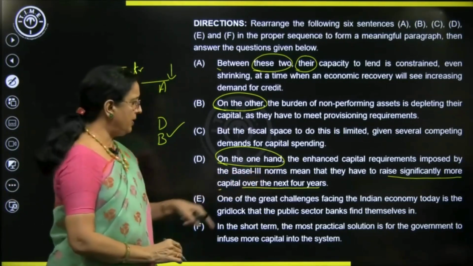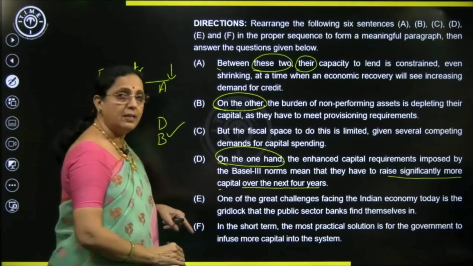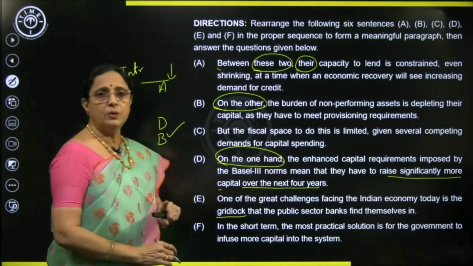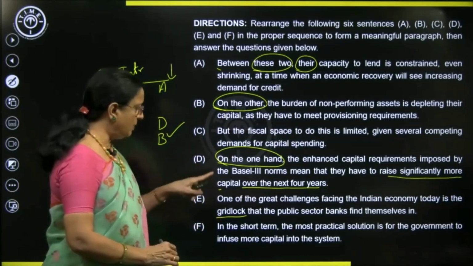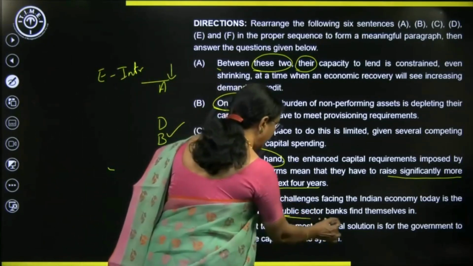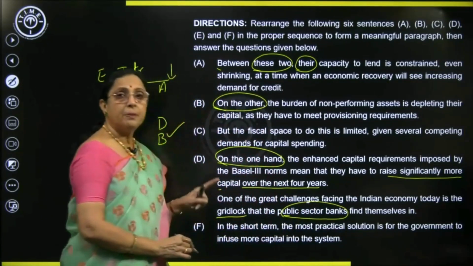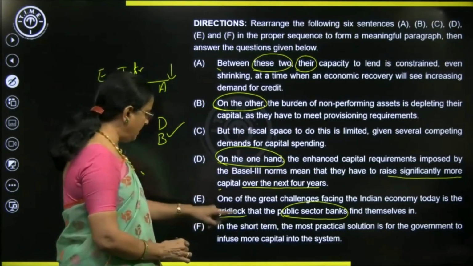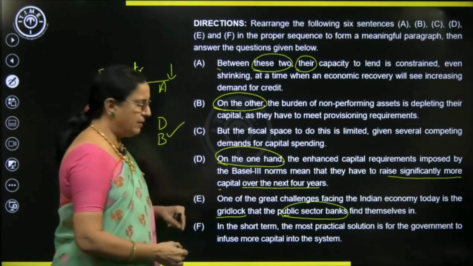One of the great challenges facing the Indian economy today is the gridlock. What is gridlock? A situation where there is no progress that the public sector banks find themselves in. So, what's the topic here? The problems faced by public sector banks. Am I clear? Fine. Now, let's read this sentence also before we connect the ideas.